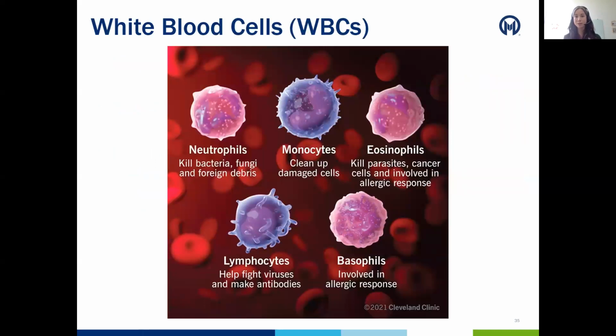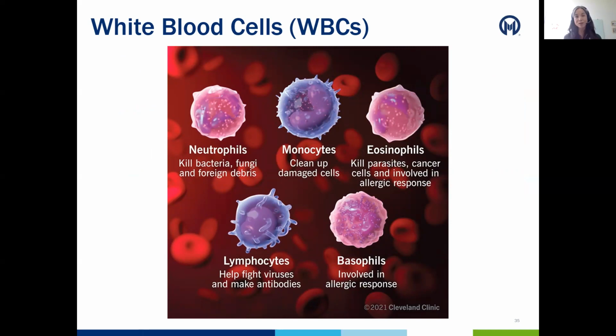Now moving on to white blood cells. These are the main types of white blood cells that we see reported on a blood count differential. There's the neutrophils, which help us to really fight infections, including bacterial, fungal, and viral infections. There's monocytes, which essentially help us to clean up damaged cells.